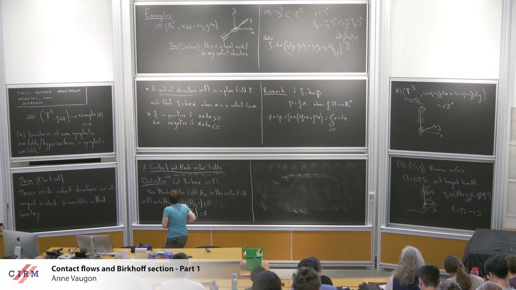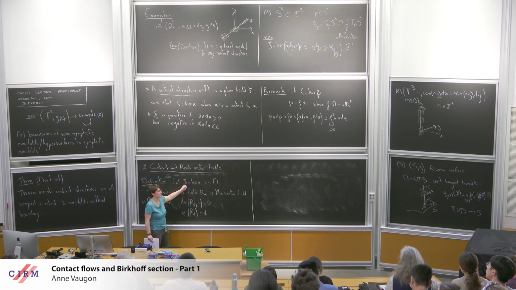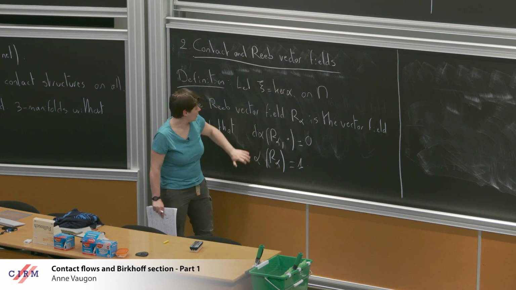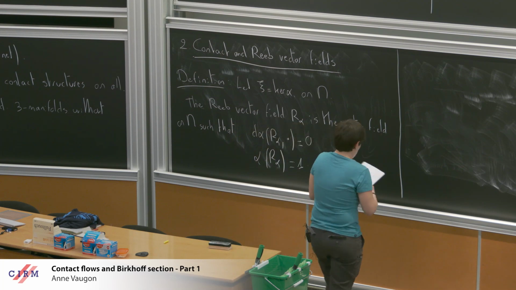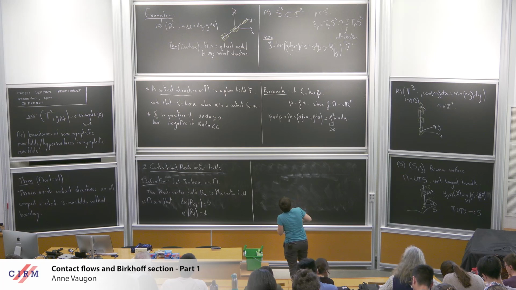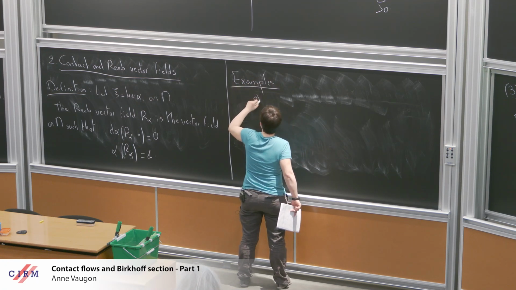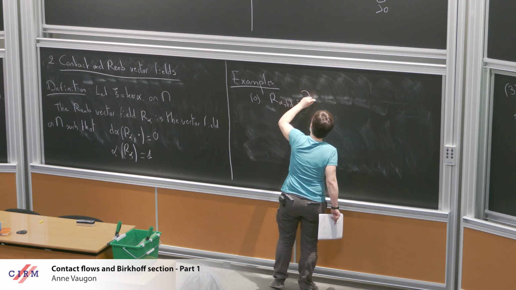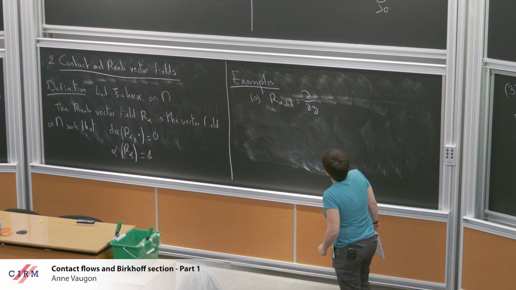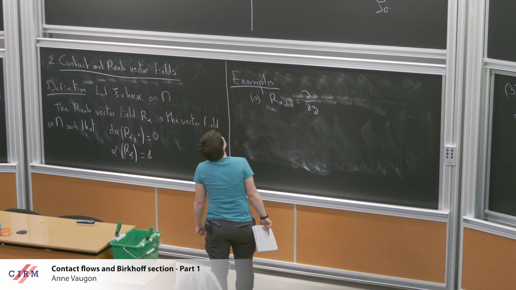So one thing that's important is that there is a small alpha, and it's to remind you that these do depend on alpha and not only on xi. If you change to another contact form, beta, the Reeb vector field can change drastically. So let's go back to my examples and see what the Reeb vector field is in this situation. For the standard contact form, the Reeb vector field is the vertical d over dz vector field. So this is not super interesting.